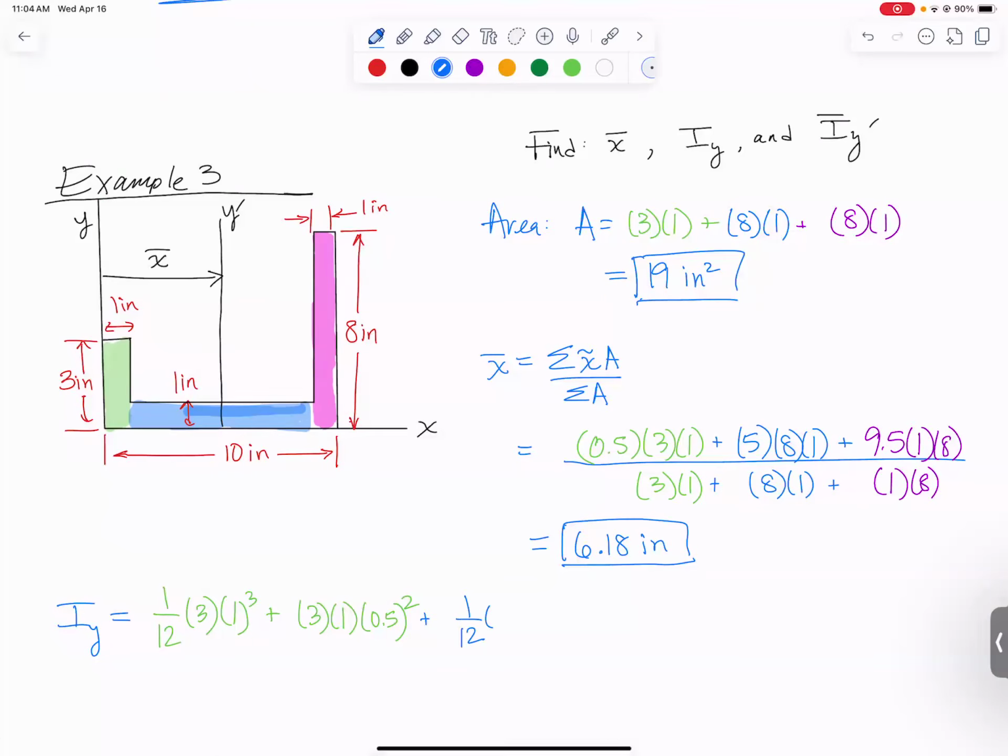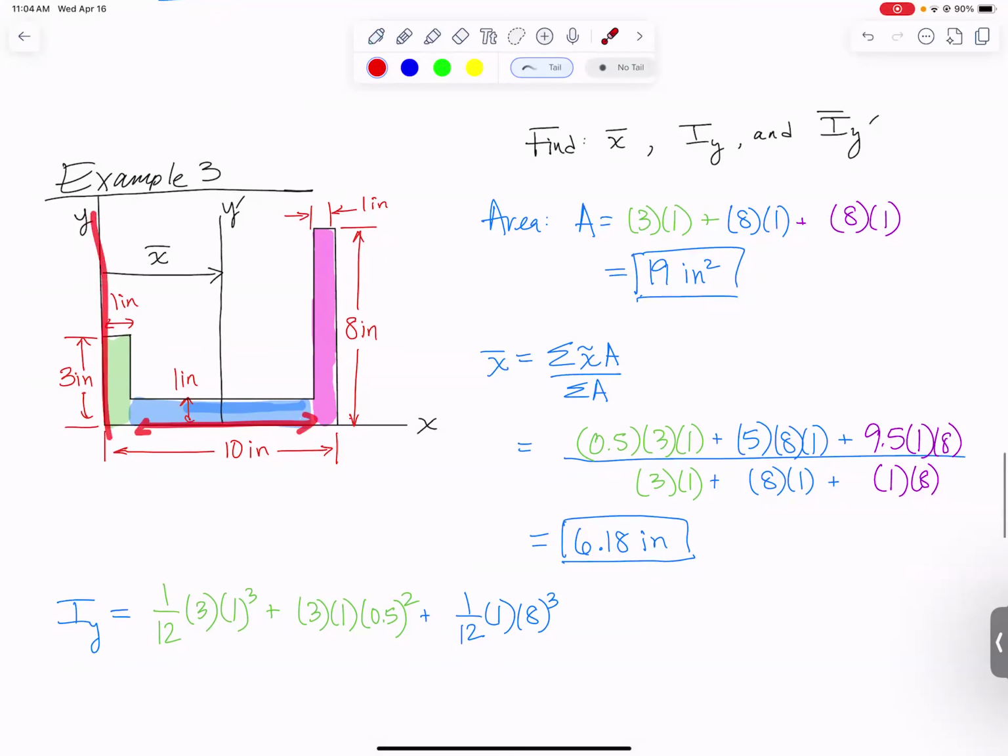1/12 in this case is going to be 1, and it's the 8 that's going to get cubed, because the 8 is the length that is perpendicular to my y-axis, so that gets cubed. Then we add to it the area, 1 times 8, and then the distance from the centroid of the blue shape all the way back to the y-axis, which we already figured out was 5 inches. So 5 squared. Finally, the pink or purple rectangle, we're going to have 1/12.